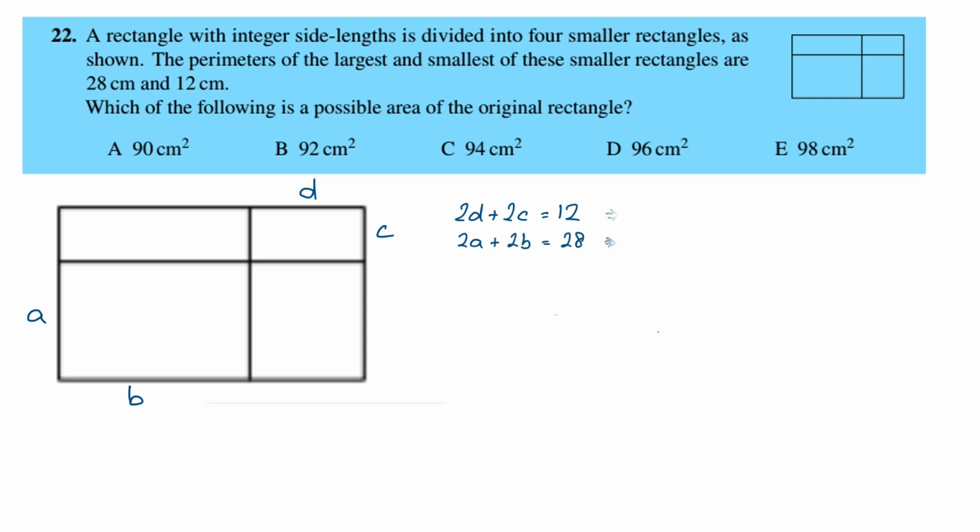And I can cancel both of those by 2, and that tells me that A plus B and C plus D are 14 and 6 respectively. I also can go an extra step, so I'm still really not sure what I'm doing with the question.